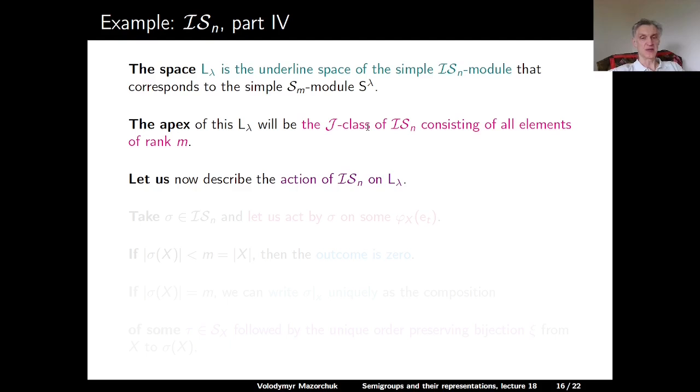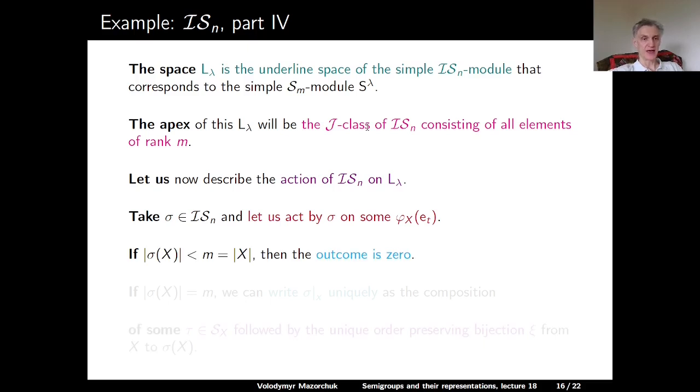So let us now describe the action of ISN on this L sub lambda. Take an element sigma in the symmetric inverse semigroup and let us act by sigma on some basis element phi X of E T. If the cardinality of sigma of X is strictly smaller than m, which is the cardinality of X, then the outcome is 0.